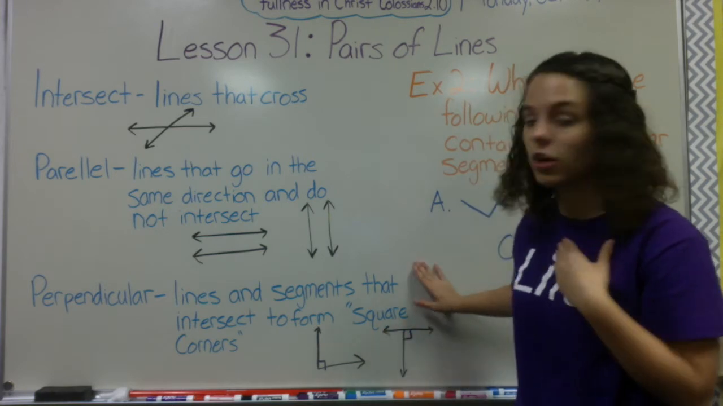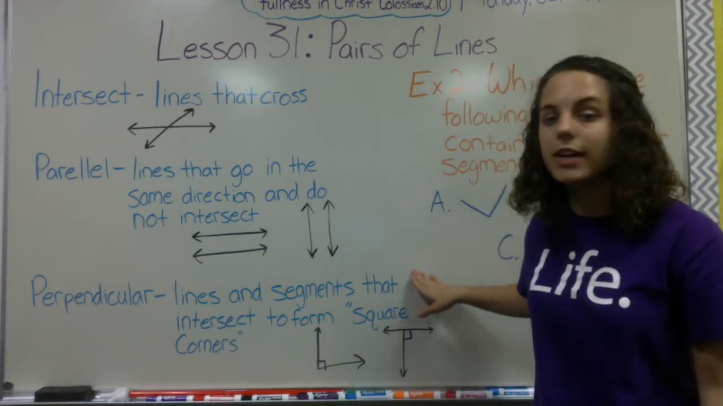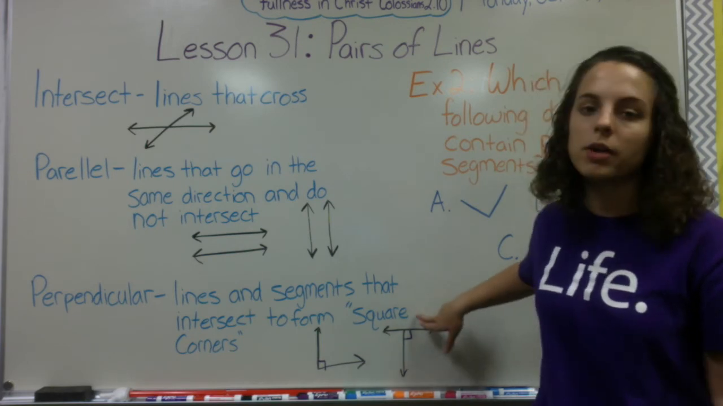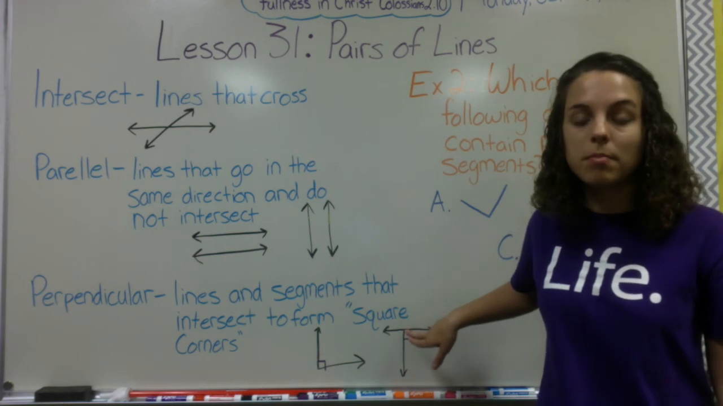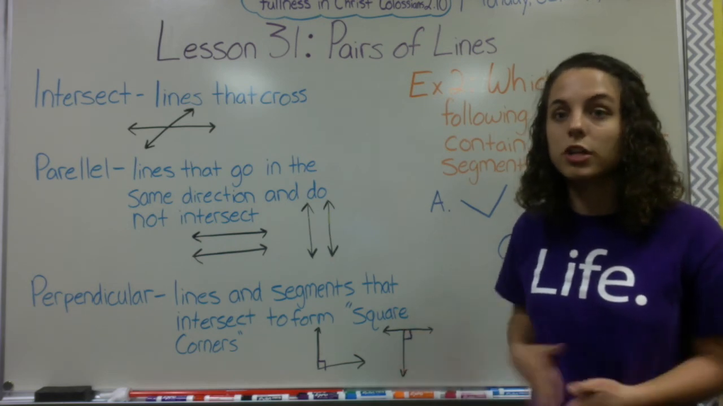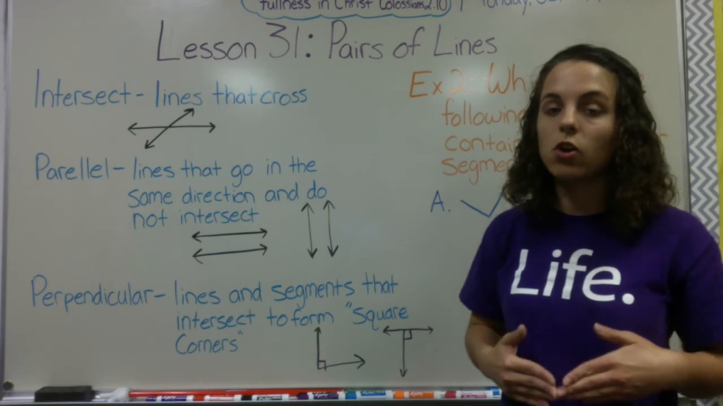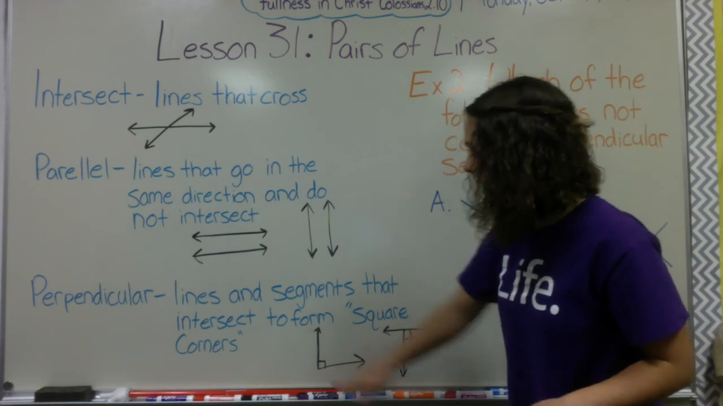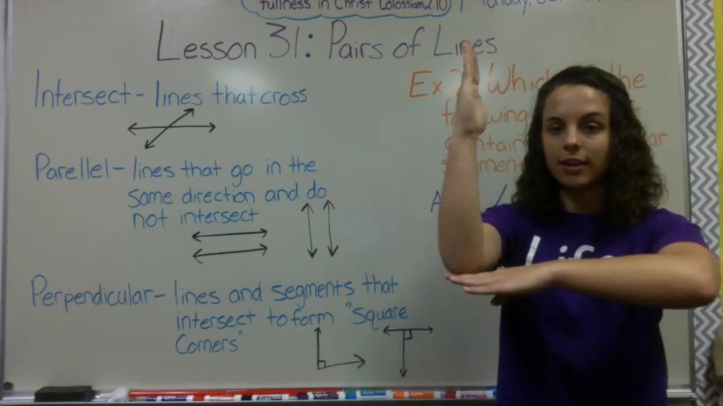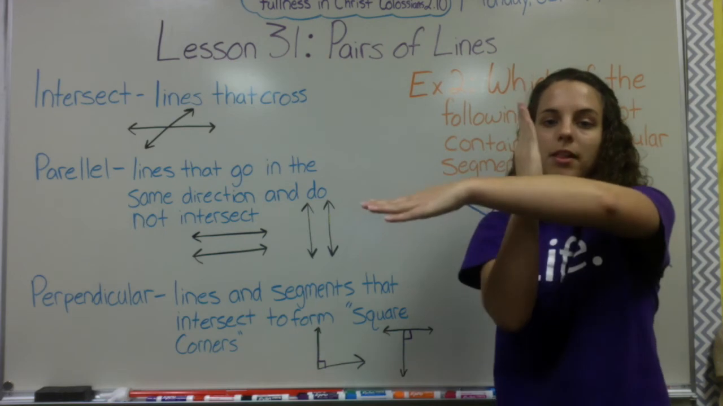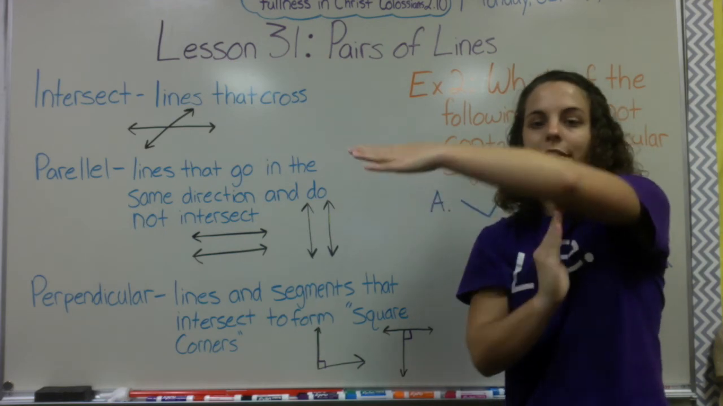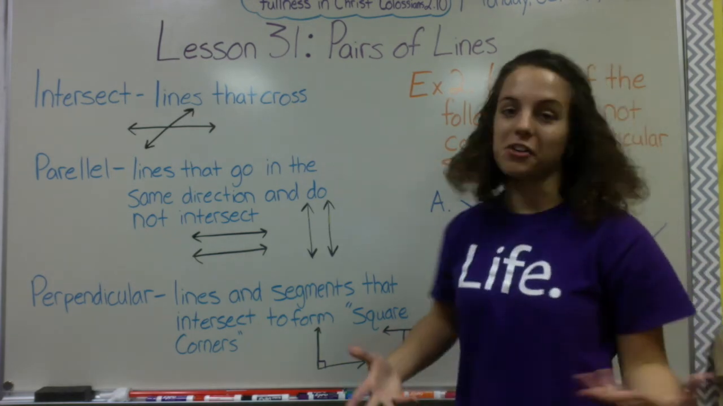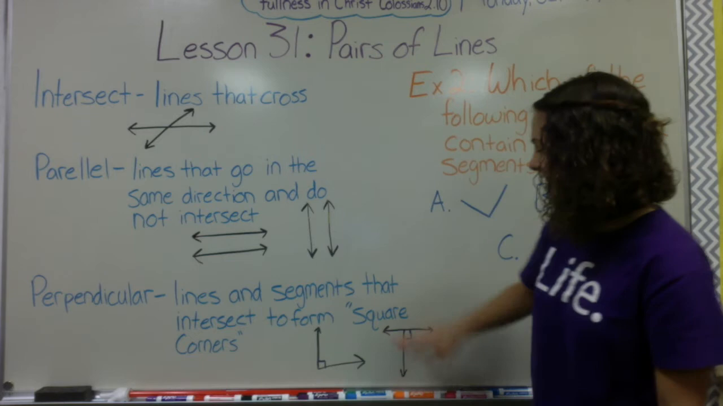Perpendicular is next, and perpendicular are lines and segments that intersect to form square corners. That's the important part. For those of you that remember from maybe 4th grade and learning about angle degrees, a 90-degree angle is a square corner. So they specifically intersect to form a 90-degree angle. That would be exactly like this, or like this, or like this, or like this. They have to intersect to form a square corner. There we go. That's kind of hard to make with your arms. So lines and segments intersect to form square corners.